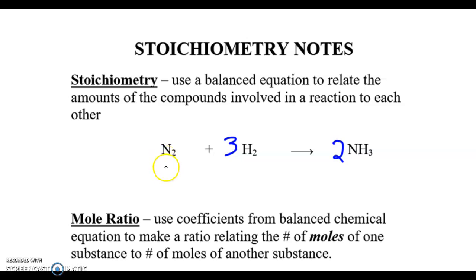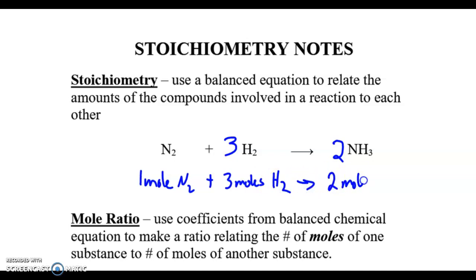And effectively what this says is that 1 molecule of nitrogen reacts with 3 molecules of hydrogen to make 2 molecules of ammonia. Now, another way to state that, since molecules and moles are proportional to each other, is that 1 mole of nitrogen reacts with 3 moles of hydrogen to make 2 moles of ammonia. Alright, that gives us a mole ratio.